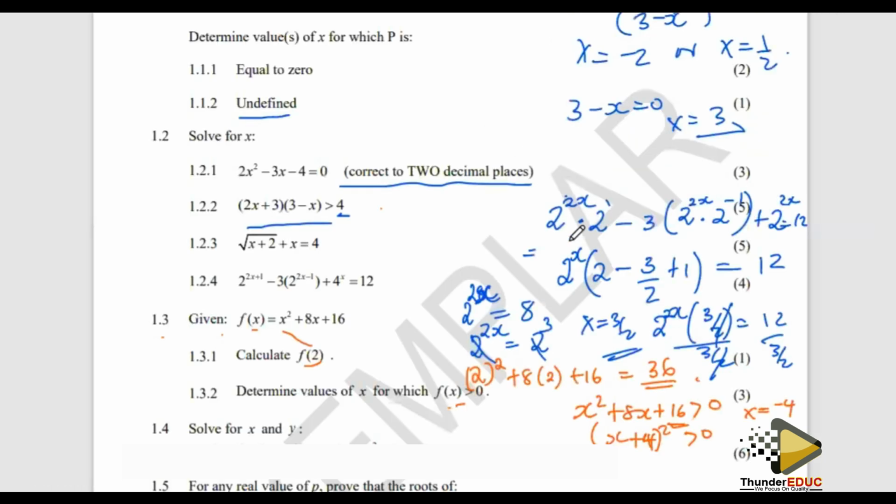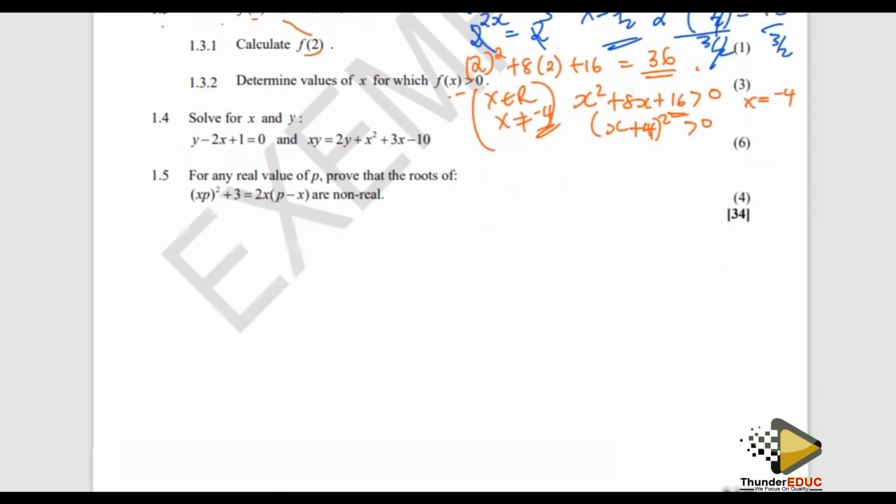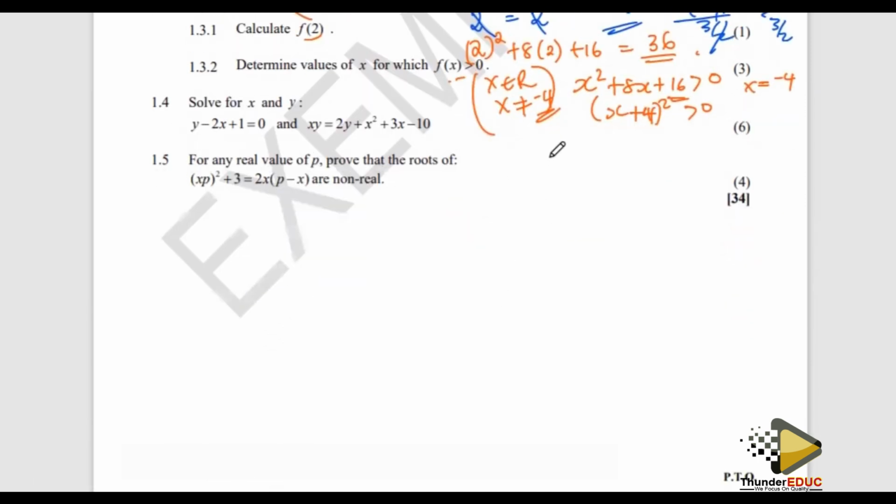So I could simply say that x is an element of the real numbers, but x should never be negative 4. Or someone can say x must be greater than negative 4 or x must be less than negative 4. Either way. 1.4. So for x and y, 6 marks.